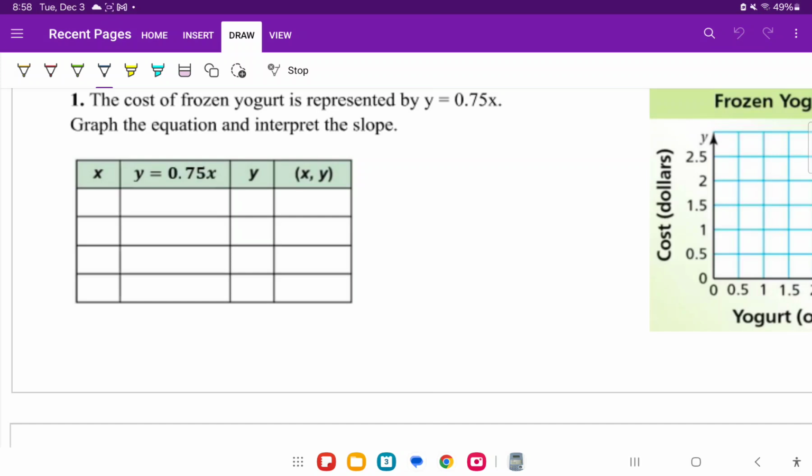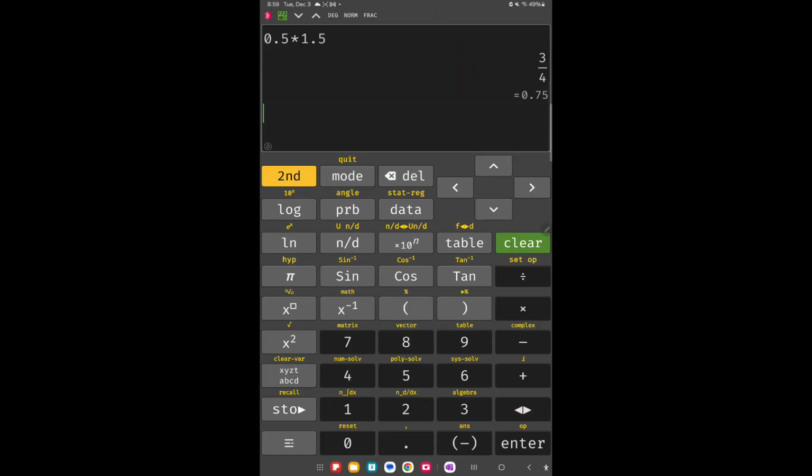So I'm going to use 0.5, 1, and I'm going to use 2 and 3 when I do that. Okay. All right, so on the first one, it's 0.75 times 0.5. Okay, so that is going to be 0.375.